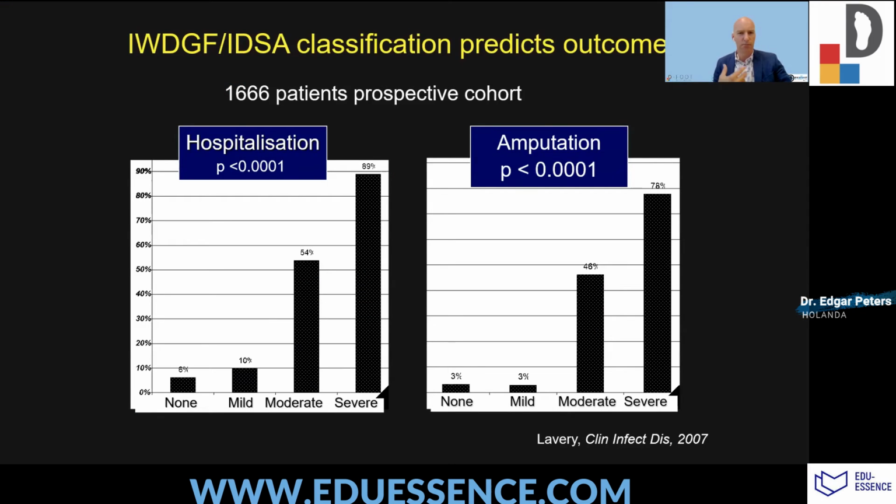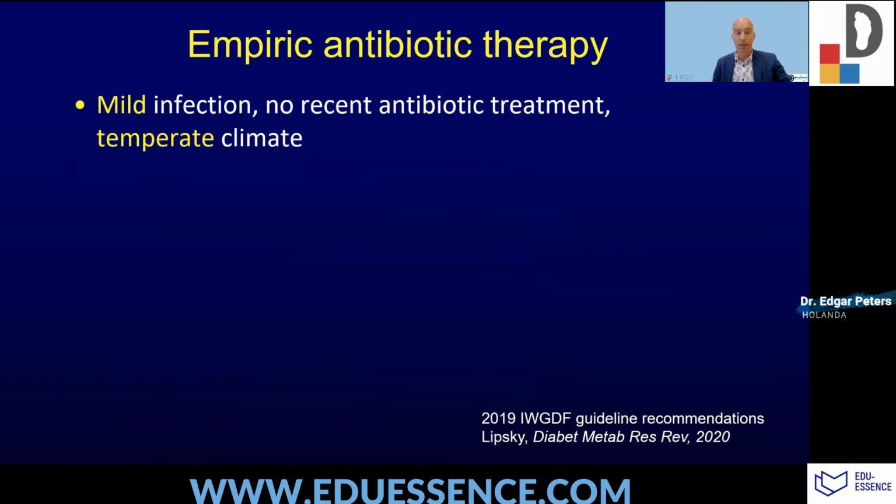Why do we do that? Well, because it predicts which patients will be hospitalized, which patients will ultimately receive an amputation. But also, we can use it to guide our empiric antibiotic therapy. In case of mild infection, no recent antibiotic treatment, and if you live in a temperate climate, which unfortunately is not the case in Central and South America, you can get away with just targeting Staph aureus and streptococci. Remember the allegory of the snake.